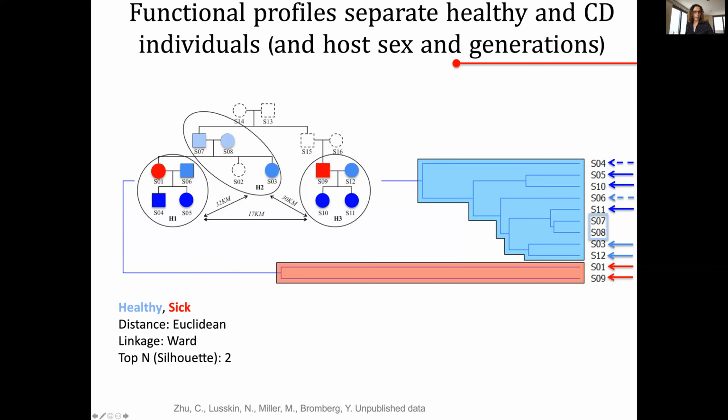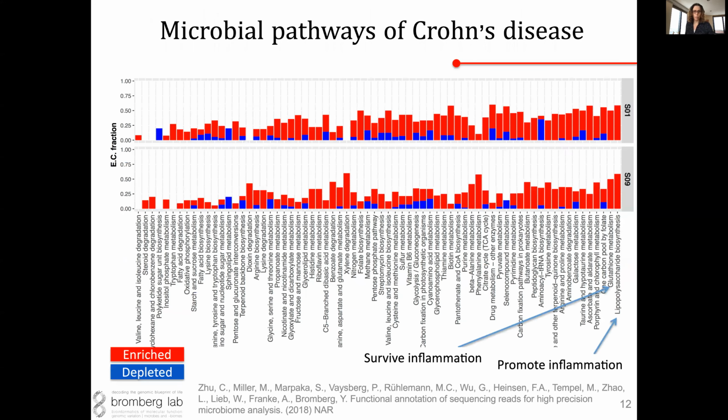So furthermore, by looking at the healthy and sick people, so this Crohn's disease versus healthy people over here, we can evaluate what are the exact functions that actually contributed to that differentiation. There's a lot of them, but the two that stand out the most are lipopolysaccharide biosynthesis and glutathione metabolism. And these are microbial functions that actually help bacteria promote inflammation and help it survive inflammation. So this is a very interesting way of looking at how the individual functions actually affect the particular phenotype of the individual that carries the microbiome.